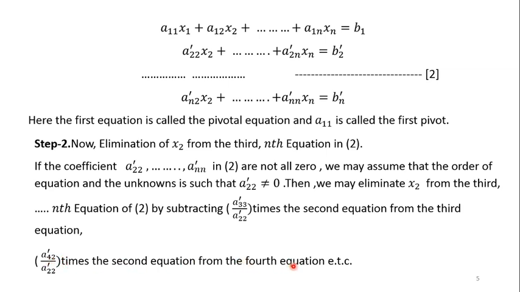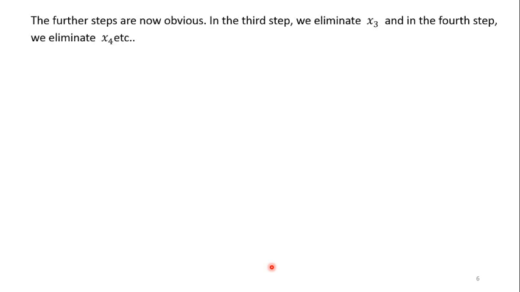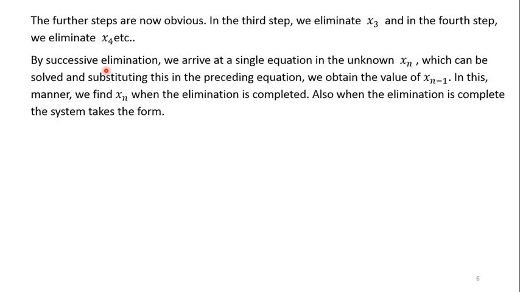You can continue this process for the succession here. So the fourth step is now obvious. In the third step we eliminate x3, and in the fourth step we eliminate x4, etc. By successive elimination we arrive at a single equation in the unknown xn, which can be solved, and substituting this in the preceding equation we obtain the value of xn minus 1. In this manner we find xn when the elimination is completed.